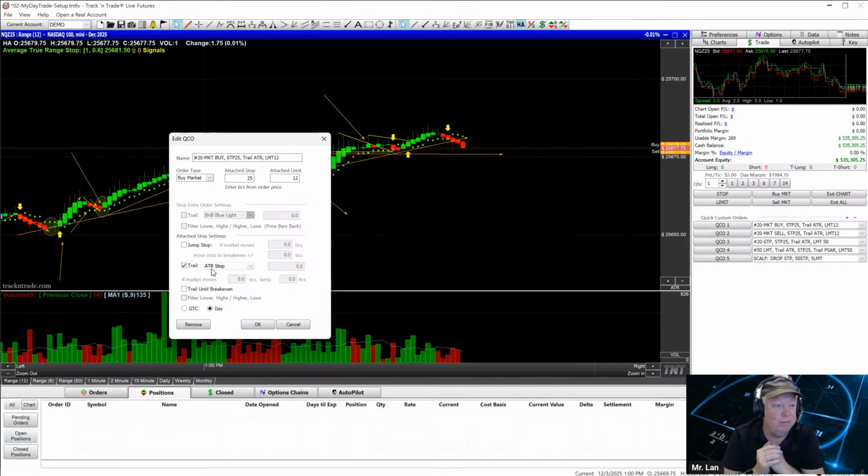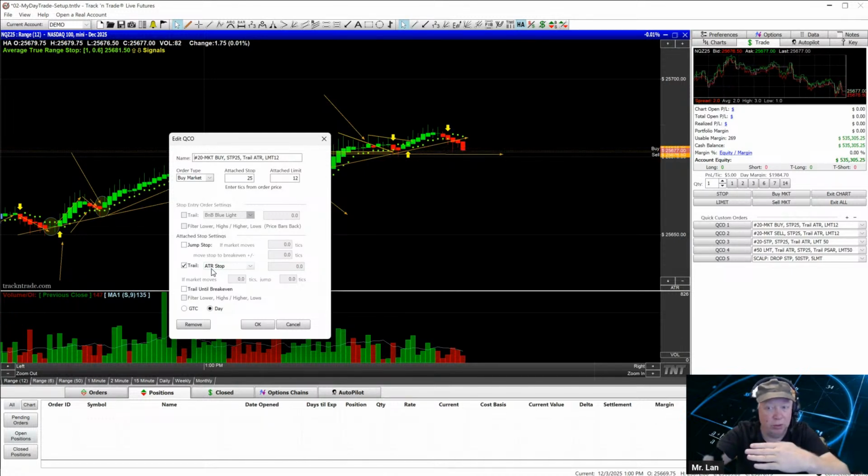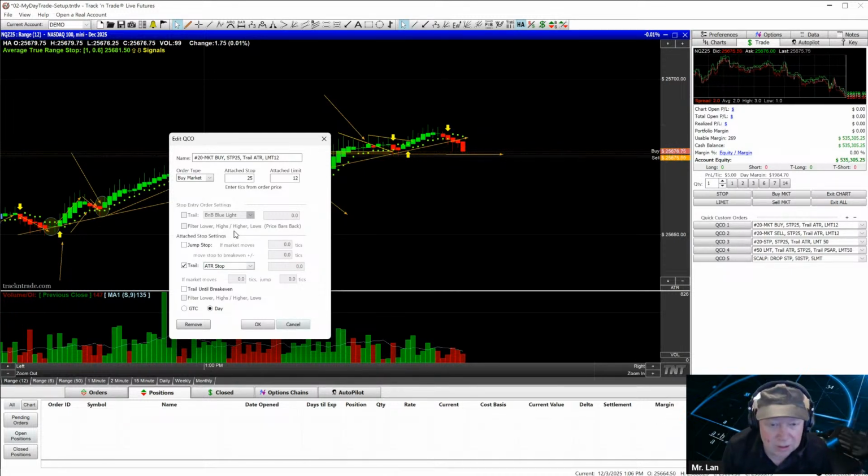If it doesn't, then we're going to sit there at 25 until the green dot comes to this side of the market. The dot's got to be on this side of the market, otherwise it won't jump to it. That's because it's a buy.